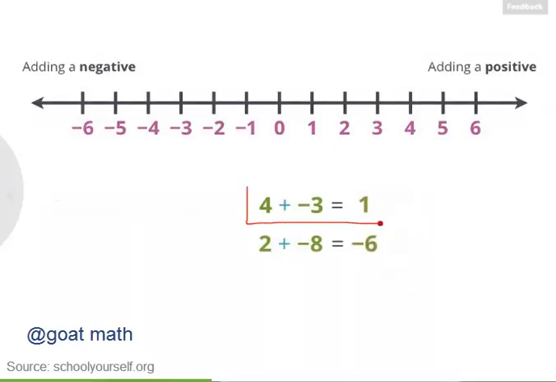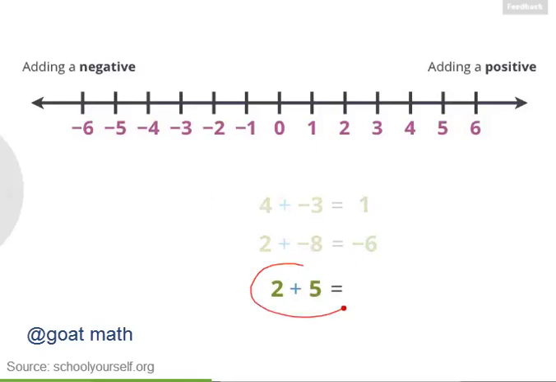Exactly, 4 plus negative 3 equals 1, and 2 plus negative 8 equals negative 6. Now remember that when you add positive numbers, like 2 plus 5, and you switch the order of the numbers, you get the same answer either way. Does this still work when you add negative numbers?